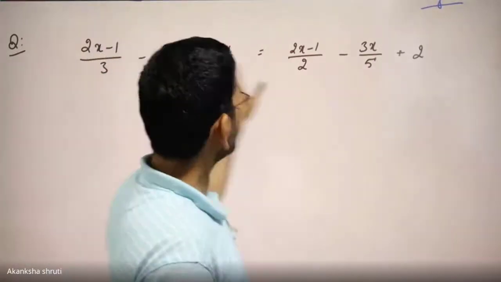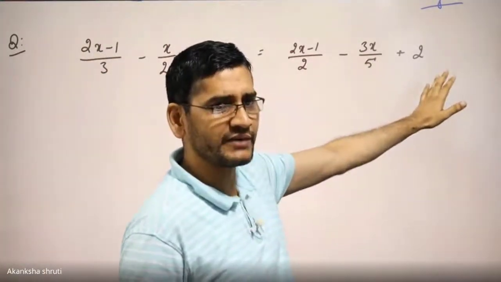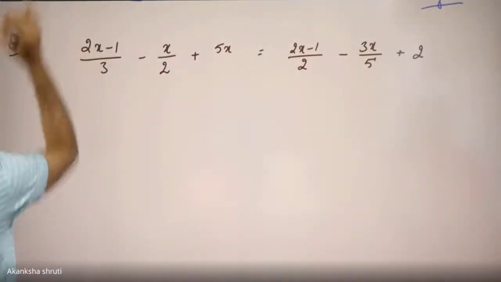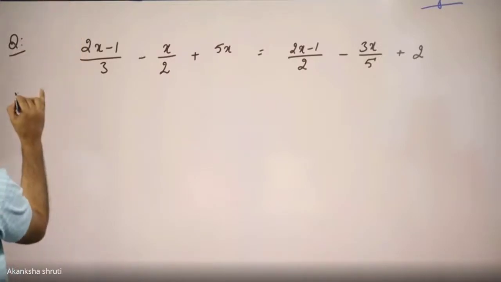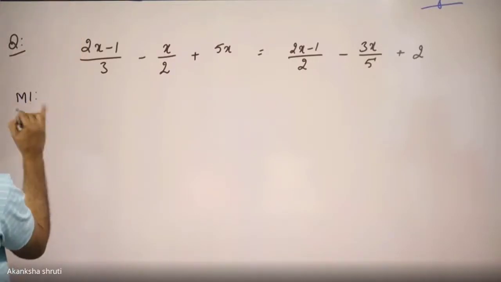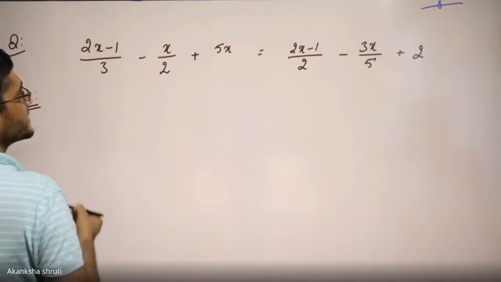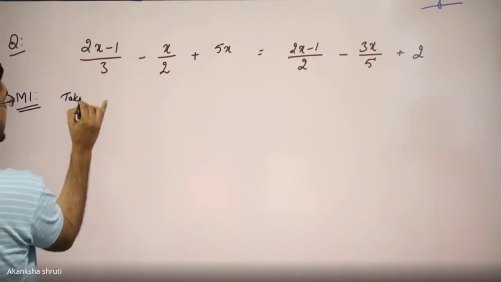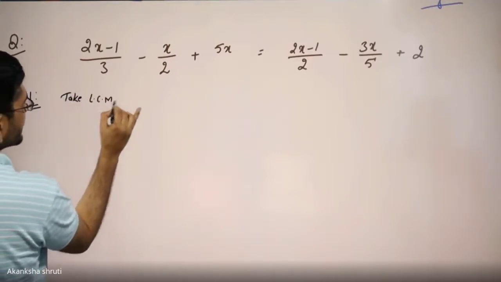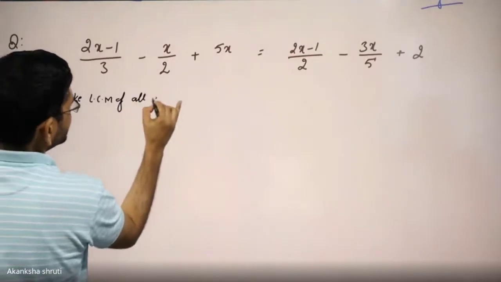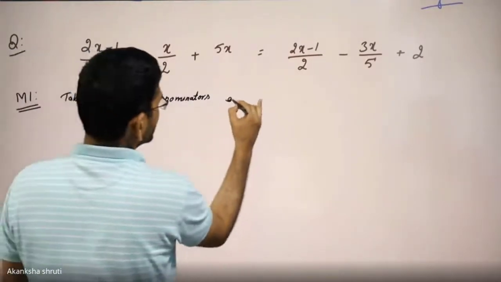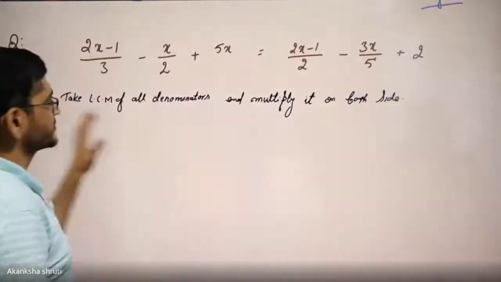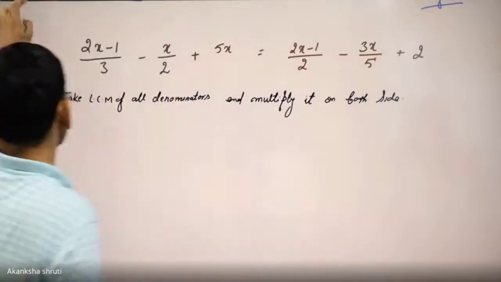Take the LCM of all the denominators. Whatever is given, take the LCM of all these denominators. So, student, let me take method 1, the simplest method. Take the LCM of all denominators and multiply it on both sides. This is the rule, or this is the only technique. Let us understand what it means.